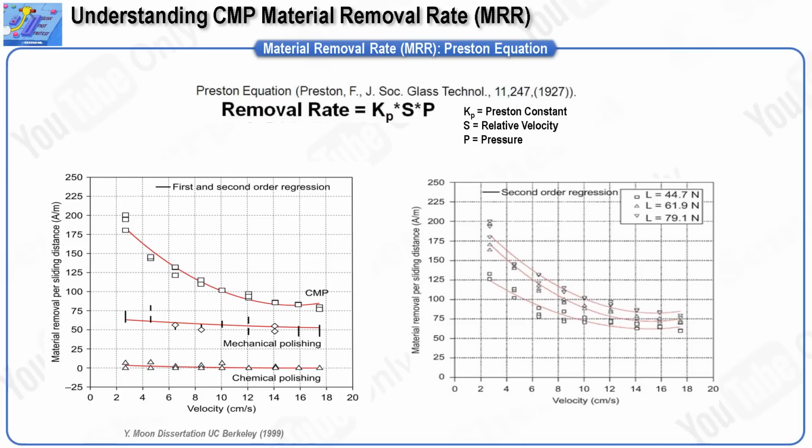However, Preston's equation does have its limitations. It doesn't fully address the simultaneous occurrence of mechanical and chemical actions. Additionally, under certain conditions, the relationship between pressure, velocity, and removal rates can be nonlinear, as depicted in the right figure. Thus, Preston's equation is most reliable when chemical effects are minimal, such as in ILD CMP applications. While CMP might seem straightforward on the surface, its underlying mechanisms are incredibly complex and still not completely understood.